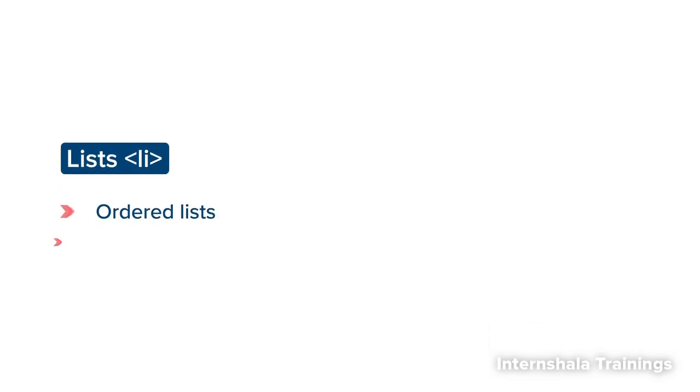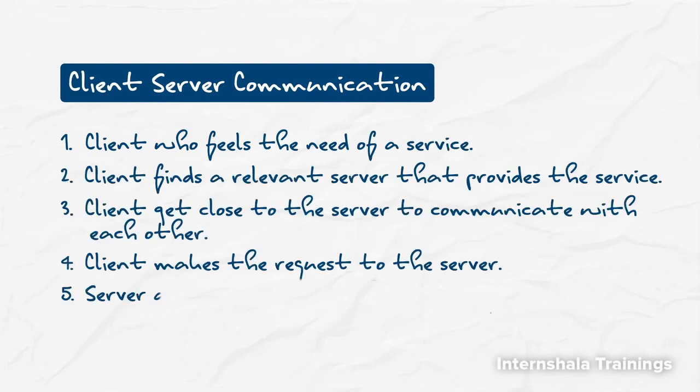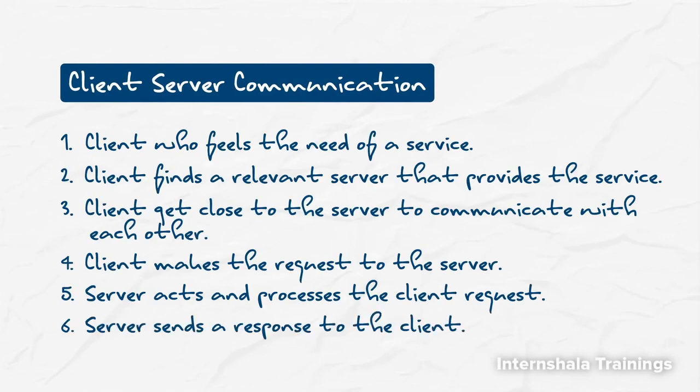To create lists on a web page, we use the list HTML tags. Lists are of two types. One is ordered lists and the other is unordered lists. Let us start with the ordered lists. An ordered list is a collection of related items in some particular order. For instance, the example which we used earlier in this video is an ordered list, as we have used numbers to define a particular sequence.